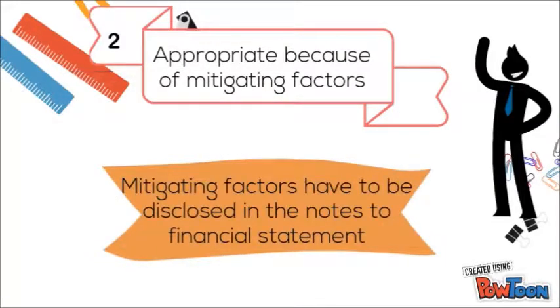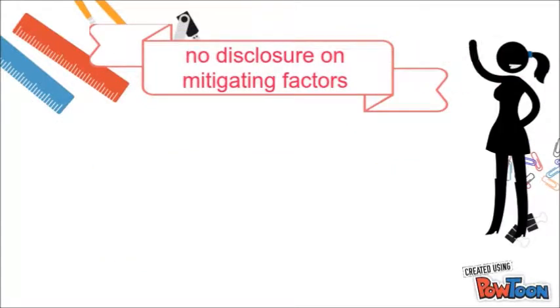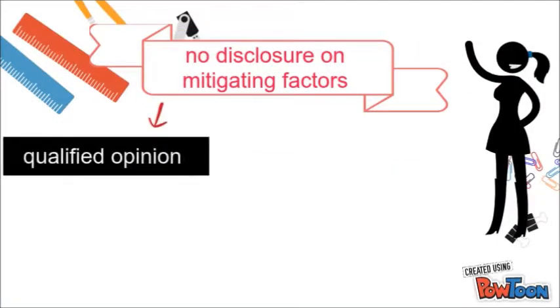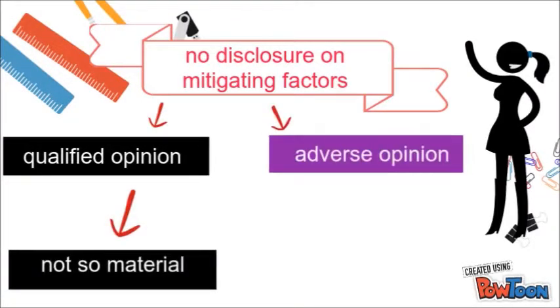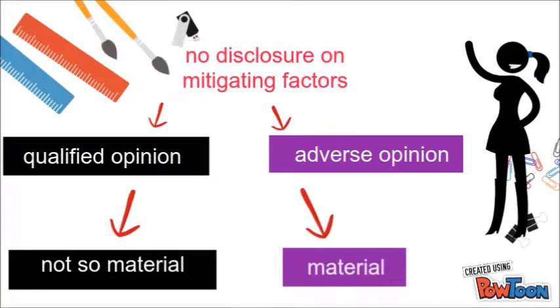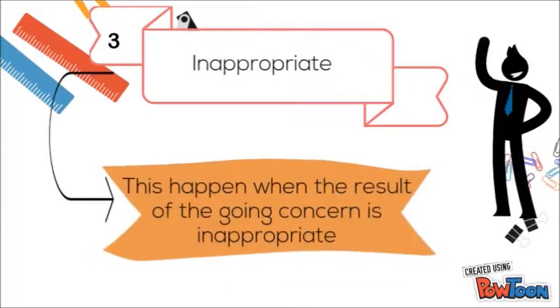Mitigating factors have to be disclosed in the notes to the financial statements. The auditor's report is an unqualified report with an emphasis of matter. If there is no disclosure on mitigating factors, the auditor's report is a qualified opinion if not so material and an adverse opinion if material. 3. Inappropriate. This happens when the result of the going concern assessment is inappropriate.